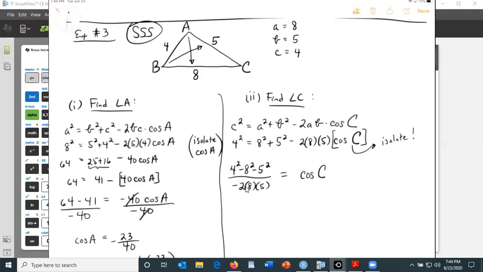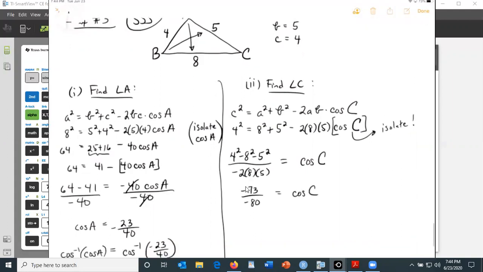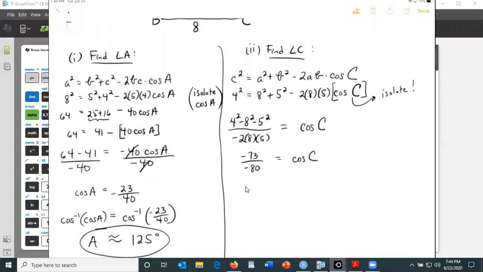But if you do simplify it, you should get negative 73 on top and negative 80 underneath. If you want to simplify it, that's fine. I don't think you really have to, because you're going to enter this into the calculator anyhow. Also remember, these two negatives become positive, so that's really positive 73 over 80. Then you take the cosine inverse of each side, and it simplifies to this, and rounding it will give you 24 degrees.